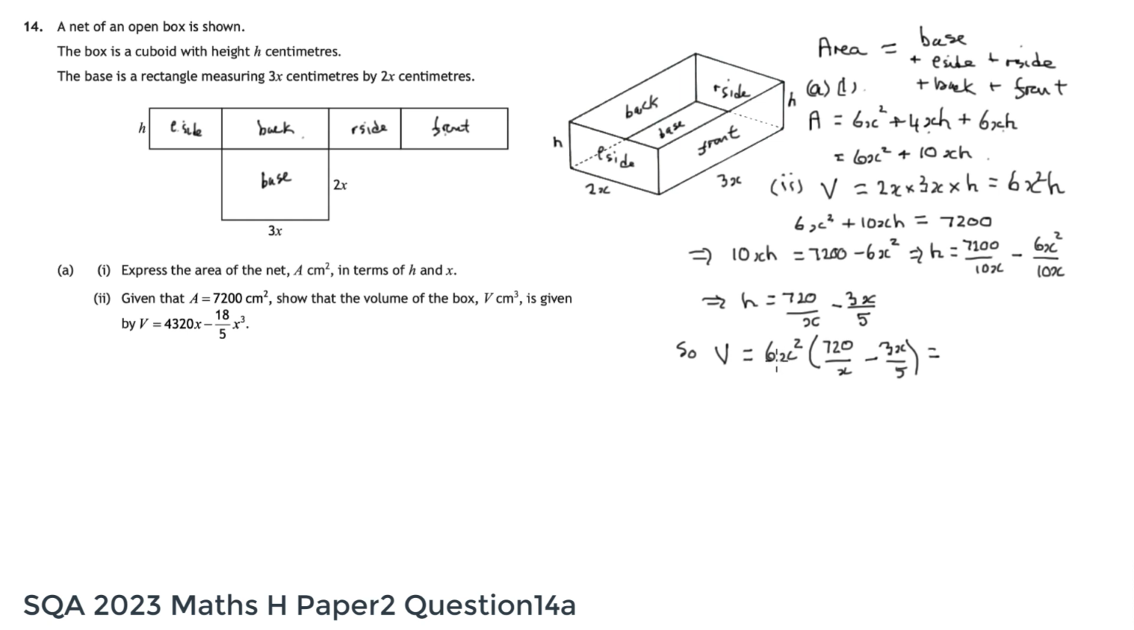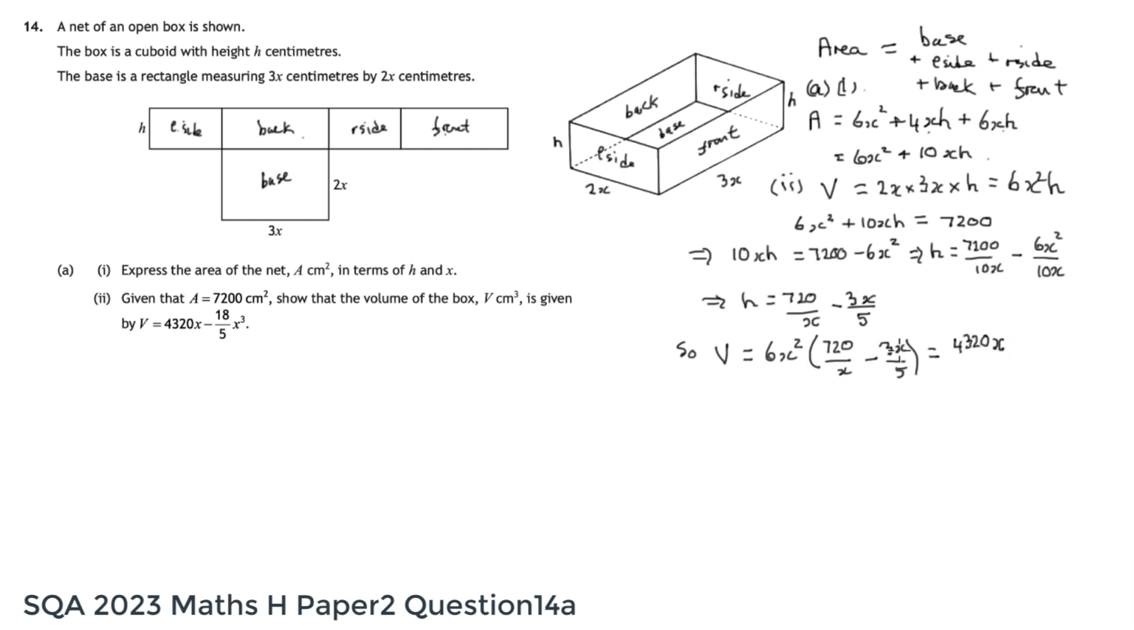So 6x squared times 720 over x, one of these x's cancels, leaving you 1x. 6 lots of 720 is 4,320. You check that on your calculator, of course. So that's 4,320 with an x there.